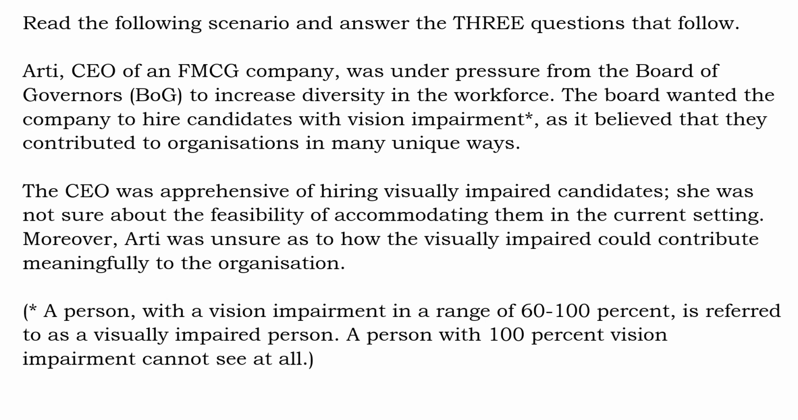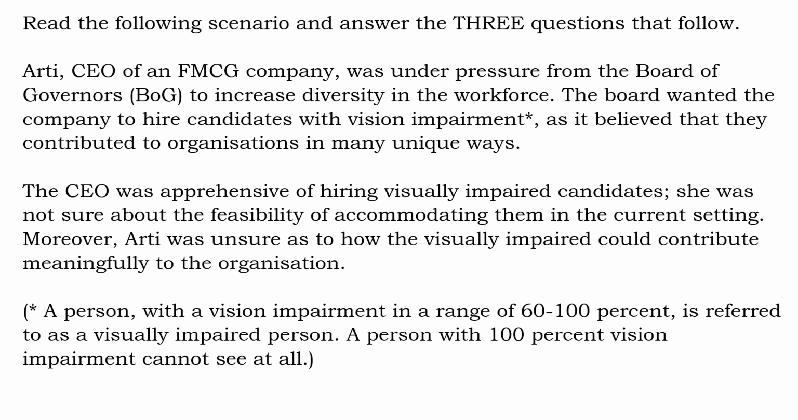So Aarti has been asked by the board to recruit people with vision impairment. Vision impairment means people who have less vision. The definition of vision impairment is given. A person having blindness from 60 to 100% is referred to as vision impaired, and a person with 100% cannot see at all. So it is about being totally blind. This person will be totally blind. This person will be partial.